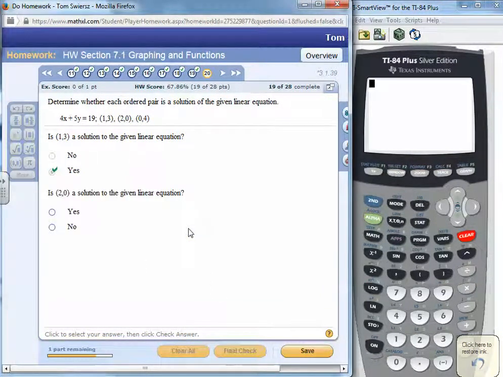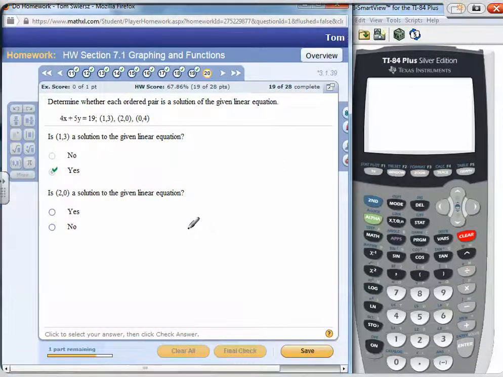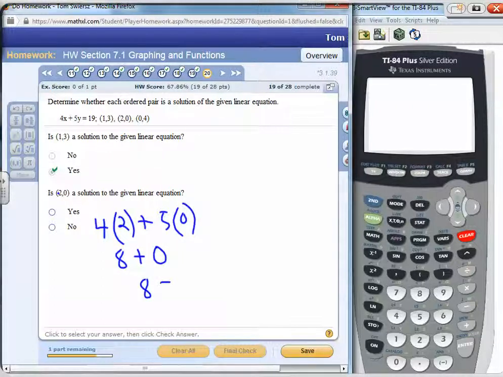Okay, same idea, different values, (2, 0). So the x is 2 and the y is 0. So 4 times x, the x is 2, plus 5 times the y value, which is 0. 4 times 2 is 8, plus 5 times 0 is 0. 8 plus 0 is 8, and it's supposed to equal 19. This is obviously wrong, so it is not a solution. The two sides are not equal. When the two sides don't come out the same, then it is not a solution.